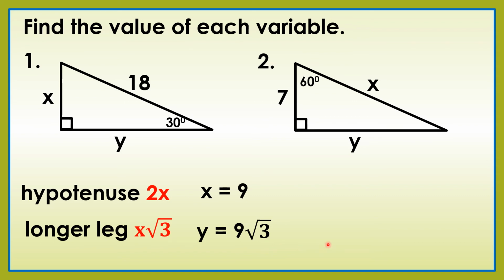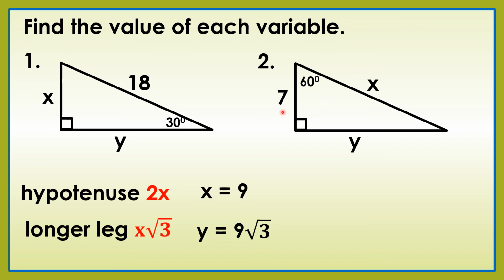Let's go to number 2. Apply ulit natin ang 30, 60, 90 degrees theorem. So, ang missing naman dito ay yung hypotenuse at saka yung longer leg. Ang given ay shorter leg which is 7. So, makukuha natin kaagad ang value ng x natin, yung hypotenuse.